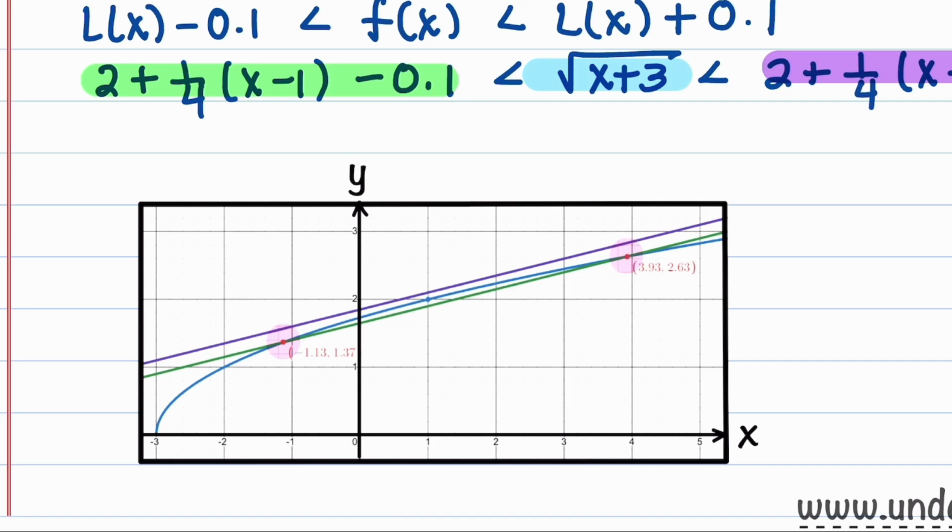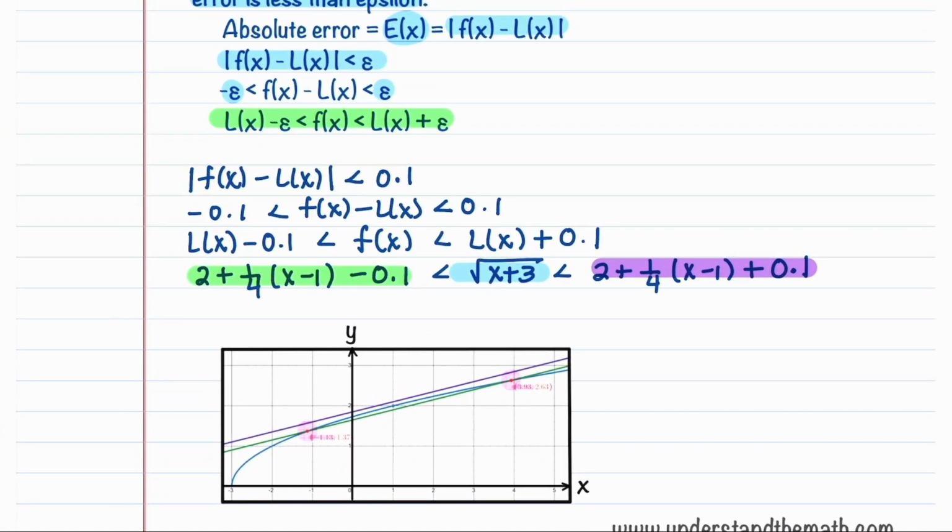So that tells us that our linearization is going to be accurate to within 0.1 when x is between minus 1.13 and 3.93. Let me go ahead and write that down. So our answer is going to be minus 1.13 is less than x is less than 3.93. Our linearization then will be accurate to within 0.1 when x is between these numbers.